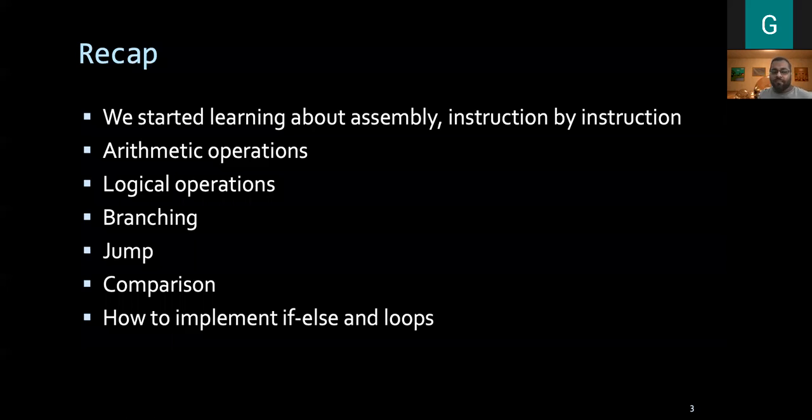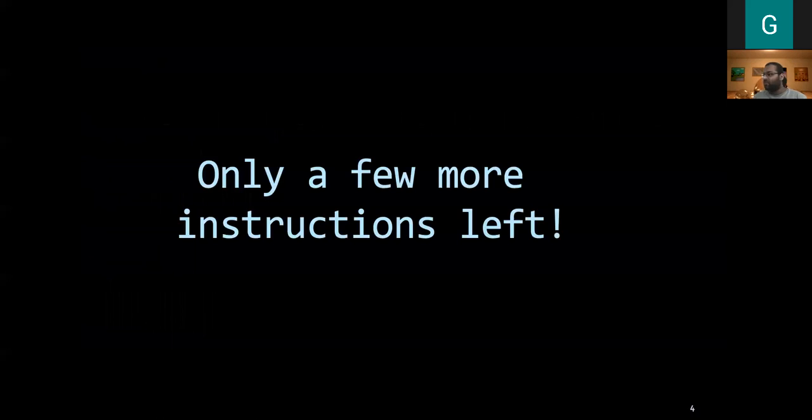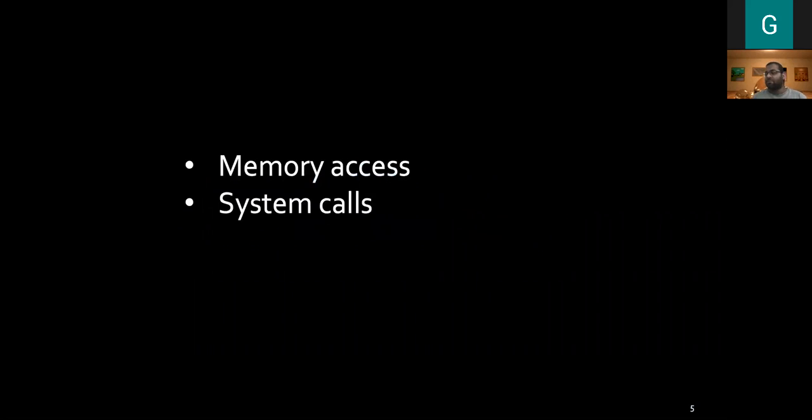Okay, so a quick recap on what you've done with assembly so far. So far you've talked about the different types of instructions. You've talked about arithmetic operations, logical operations. Last week we talked about branching, jumps, comparisons. We've done if and else loops, both in lecture last week and in your labs. So there's only a few more instructions that are left to look at properly. So importantly, we have the memory accesses and system calls. Most of you should already be familiar with the system calls, but we'll go over them today. You have been using them extensively in your labs.